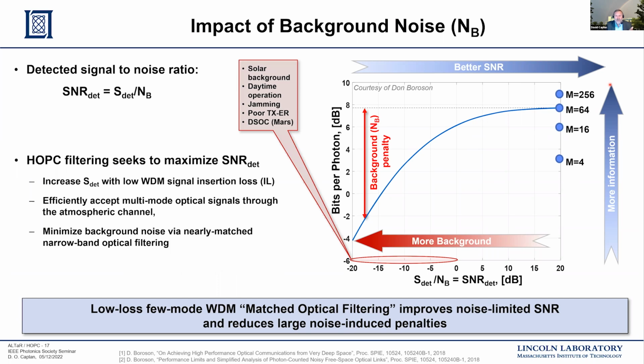And so what we're looking to do is implement these ALTaR and hybrid orthogonal photon counting technologies that allow us to operate in the high SNR regime on the right-hand part of this graph. And we're looking to do that by performing narrowband optical filtering that efficiently passes the optical signal and reduces the background noise via matched optical filtering. And this is the primary objective of the filters that I'll be talking about going forward.